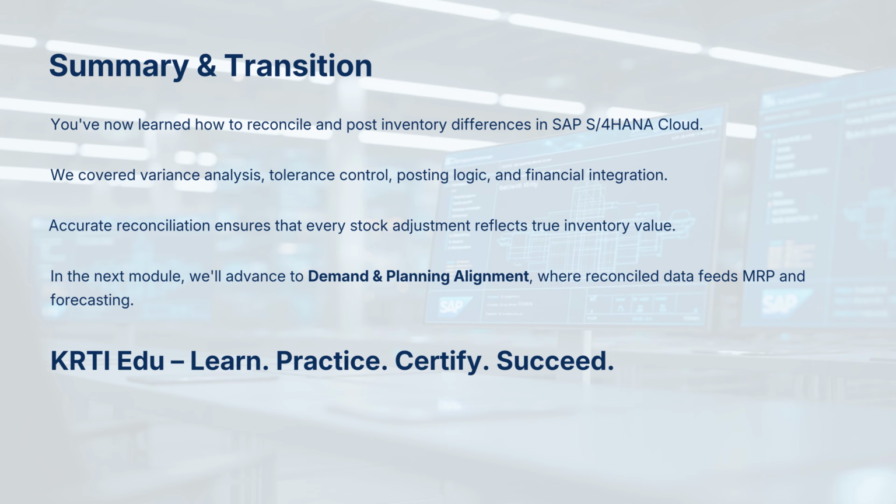You've now learned how to perform reconciliation and posting in SAP S/4HANA Cloud. From variance identification to accounting integration, every step ensures your physical and financial records remain accurate. This concludes Module 7, Physical Inventory and Stock Counting. In the next module, we'll explore demand and planning alignment, where reconciled data powers MRP and forecasting.